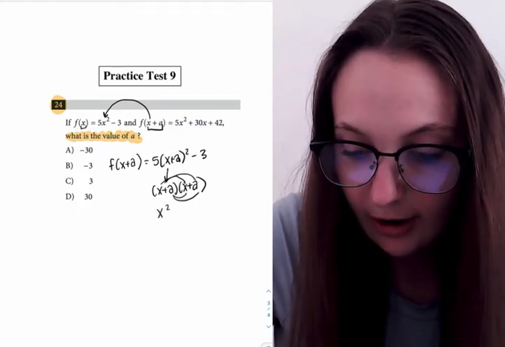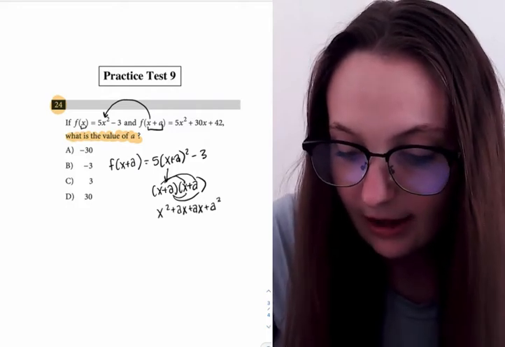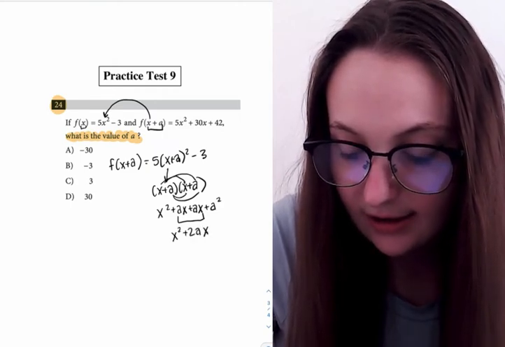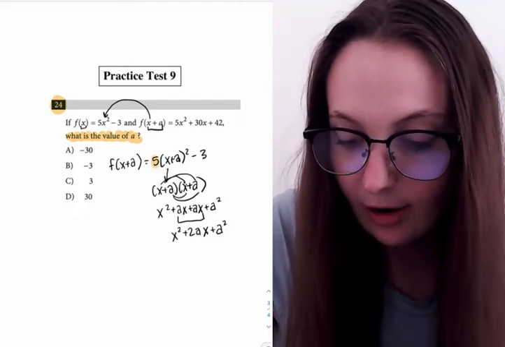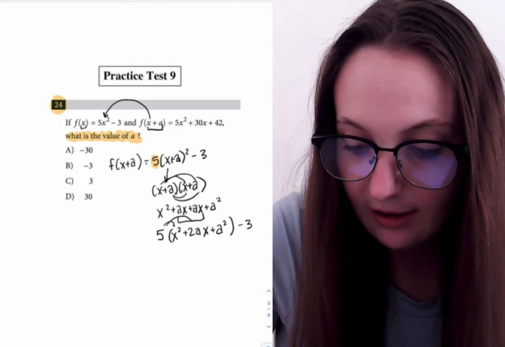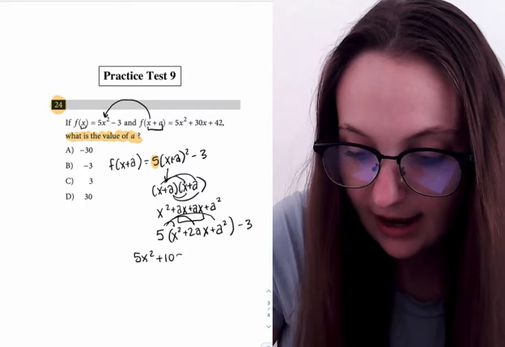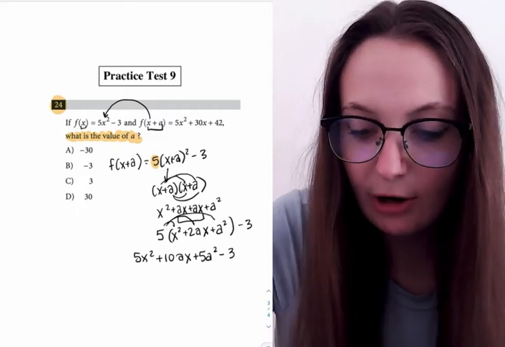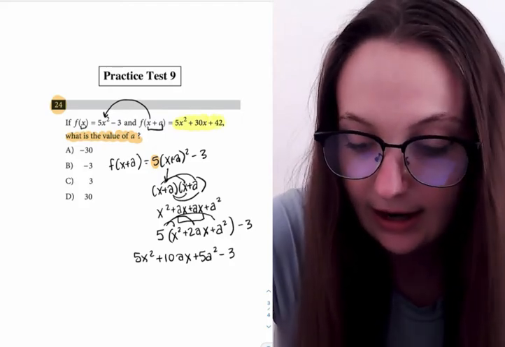So we get x squared plus ax plus a squared. And then this combines right here. There are two ax's. So in total, we get x squared plus 2ax plus a squared. And we know that that's being multiplied by the 5 on the outside. We don't want to forget about that. And we know that that's going to be minus 3. So let's go ahead and distribute that and then combine all like terms. So we get 5x squared plus 10ax plus 5a squared minus 3. And we know that that's got to be equal to this whole expression that we're not going to repeat right here, but that I am highlighting in yellow.